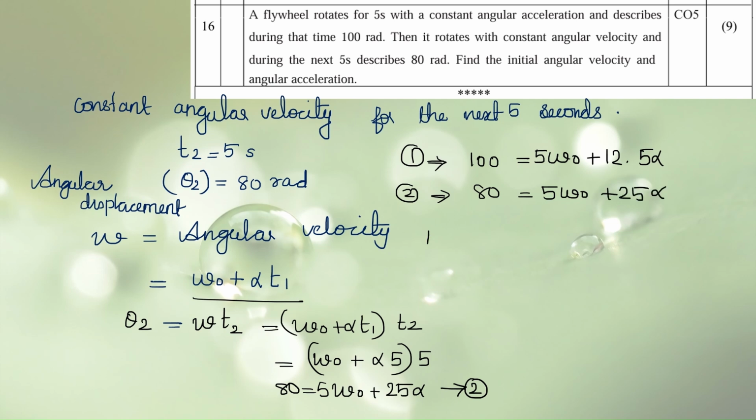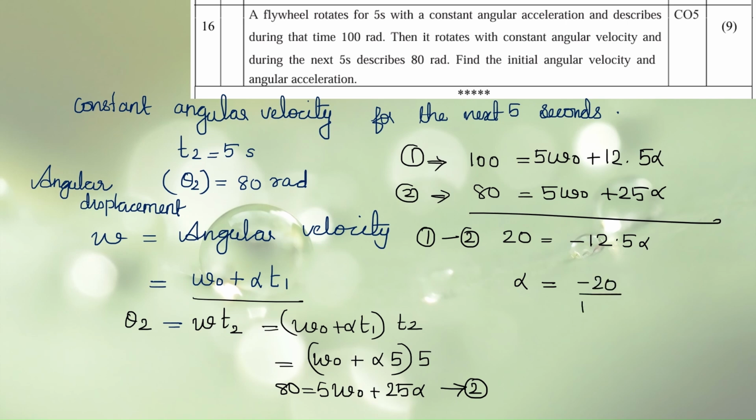Okay, so what we need to do? We need to subtract this equation, that is 1 minus 2. 1 minus 2, 100 minus 80 is 20. 5 omega 0 minus 5 omega 0 is 0. 12.5 minus 25 is minus 12.5 alpha. From this I can find out the angular acceleration alpha. Alpha is what? Minus 20 divided by 12.5. The answer will be minus 1.6 radians per second squared.